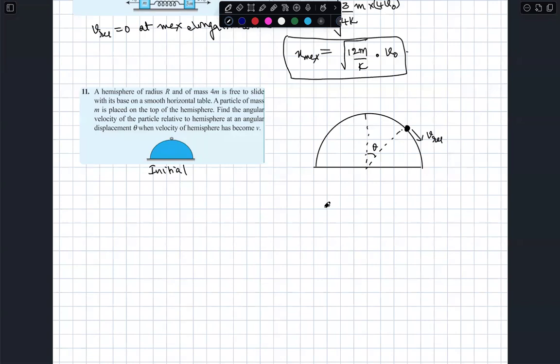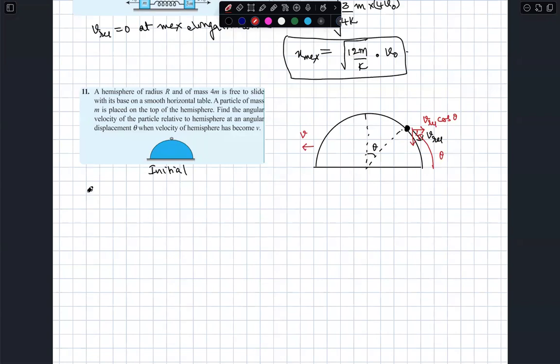Before that, I require some work. This is what we really need to understand. Horizontally, we require components now. This one will have a horizontal component as well as a vertical component. This is theta, this is theta, and this is V relative cos theta. And by the way, this is V. Good.